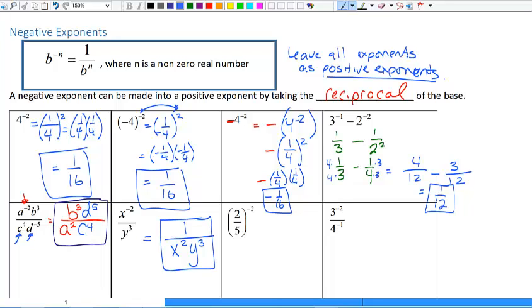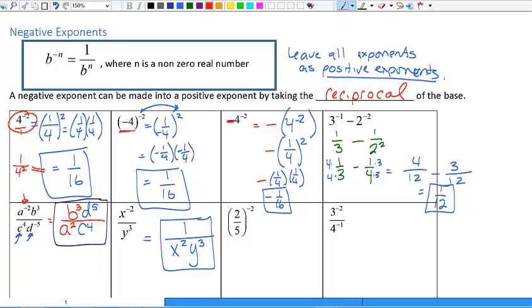So either method you use works, either thinking about them as landlords and you want to make your tenants happy, or if you want to take the reciprocal of the base. Even if we go back to one of the ones we did up here, 4 to the negative 2, if you think about that, he's not happy where he's living. Where is he living? He's living in the numerator. If you want to make him happy, you can always just put him in the denominator, and then you still get that same answer in about the same number of steps, maybe a little bit less.